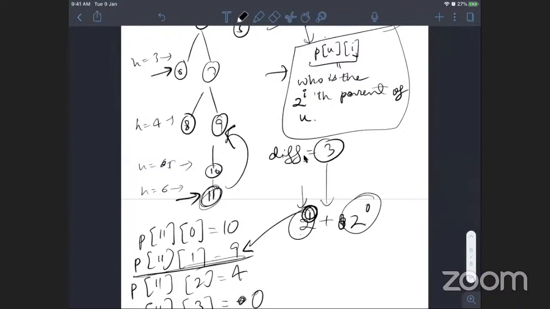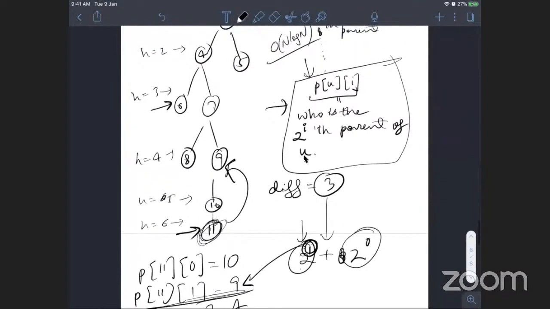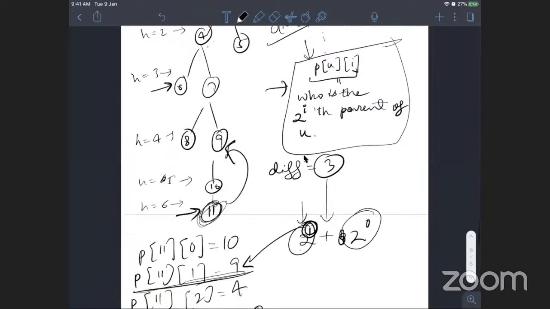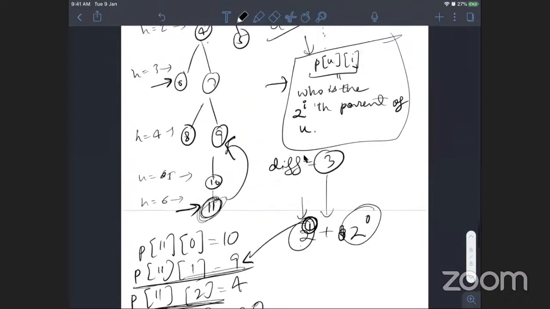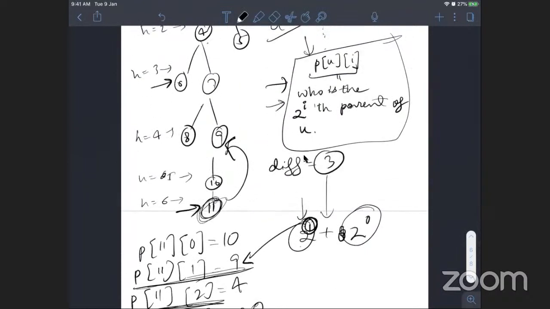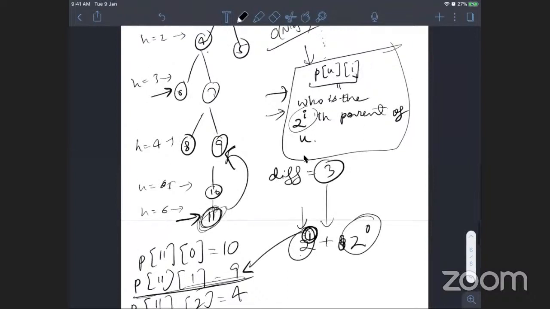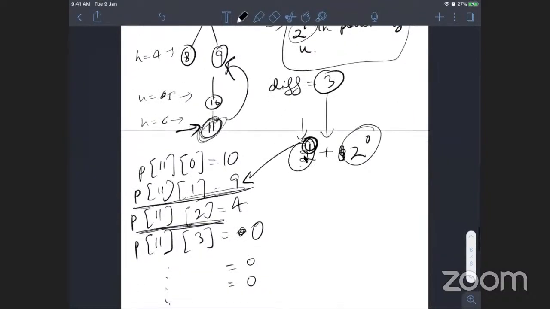P11 2 technically means who's the fourth parent of 11, which is 4. P11 2 means the fourth parent of 11. Why? Because P11 2 stands by this definition, which is the 2 to the power 2, which is 4, the fourth parent of 11. So that's just 4. You don't really store the path, you just store who it is.